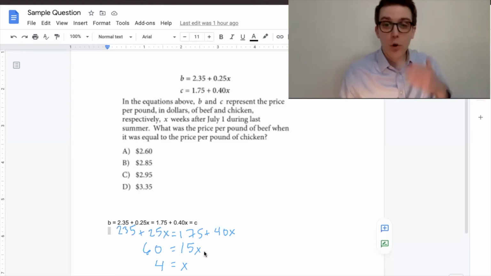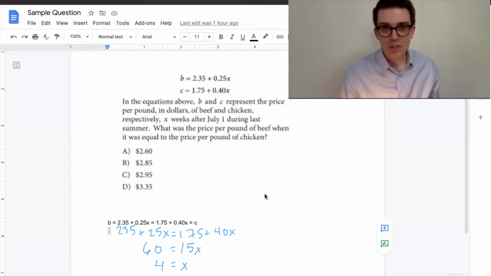So what that means is 4 weeks after July 1st, the price for beef equals the price for chicken. But that's not what the question's asking. The question's not asking what is X, at what point in time did this happen? It's asking what was the price per pound of beef at that point in time? And so the price per pound of beef at X equals 4.